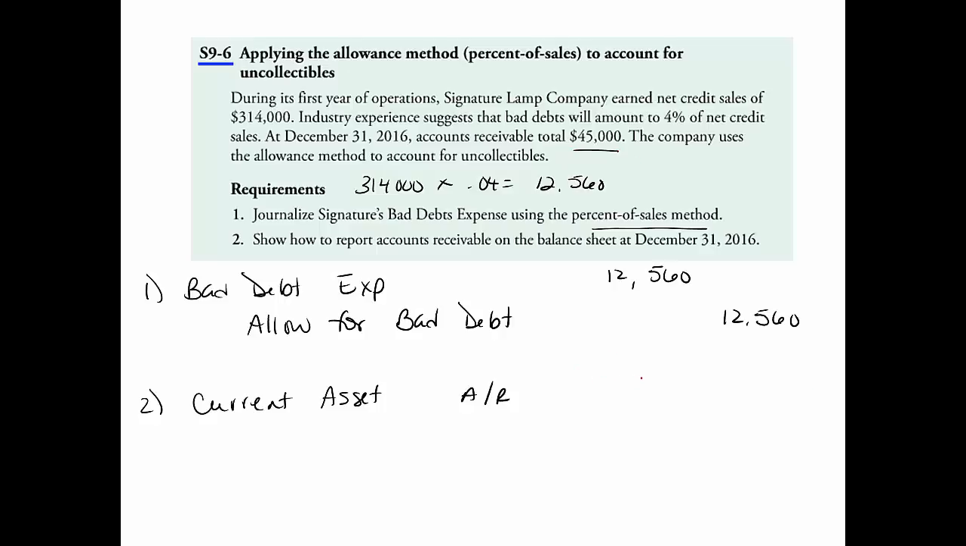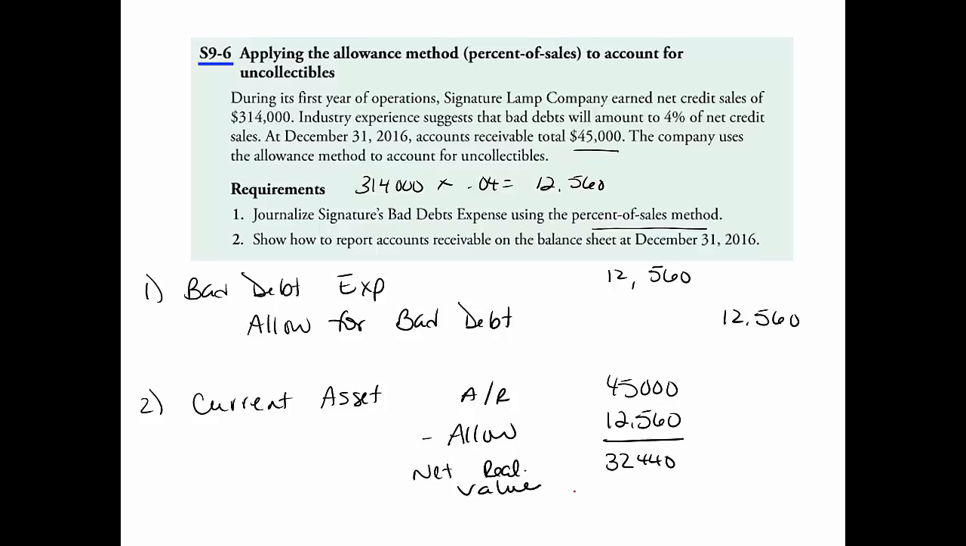So our accounts receivable are 45,000, minus our balance in the allowance account, which is 12,560, what I think I'm going to have to write off. And so 32,440 is that net realizable value. And so the percent of sales method is pretty simple.